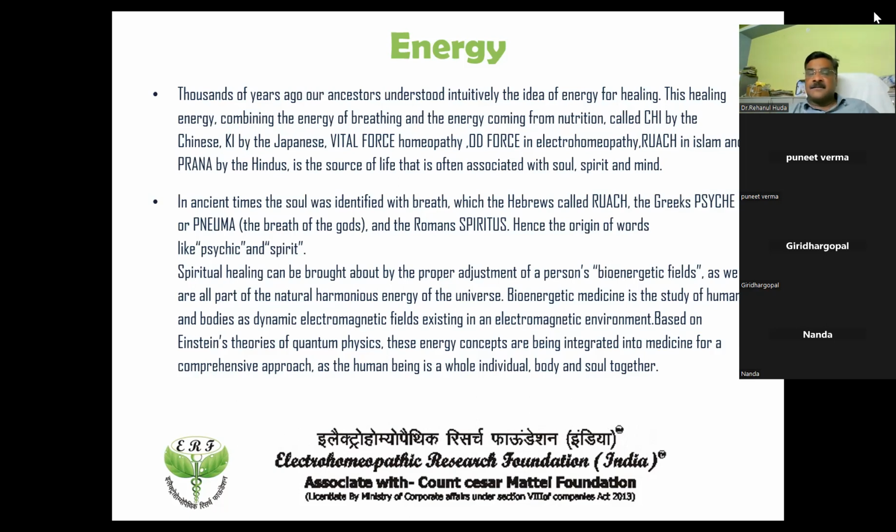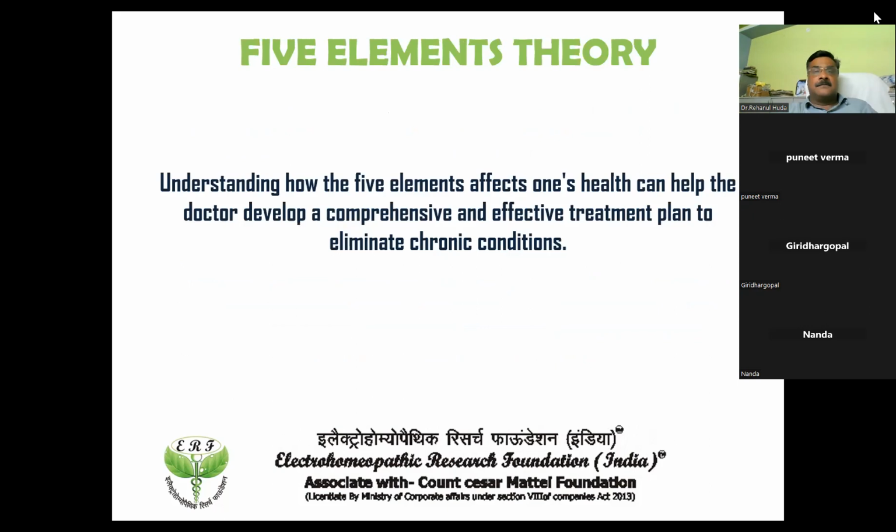Bioenergetic medicine is the study of human bodies as dynamic electromagnetic fields existing in an electromagnetic environment. Based on ancient theories and quantum physics, these energy concepts are being integrated into medicine for a comprehensive approach, as the human being is a whole individual, body and soul together.